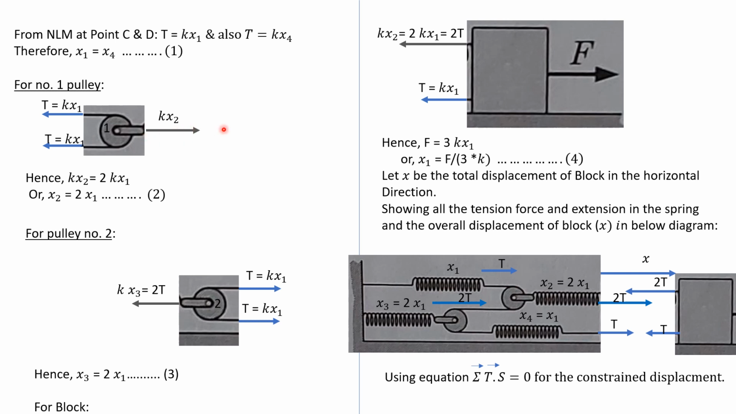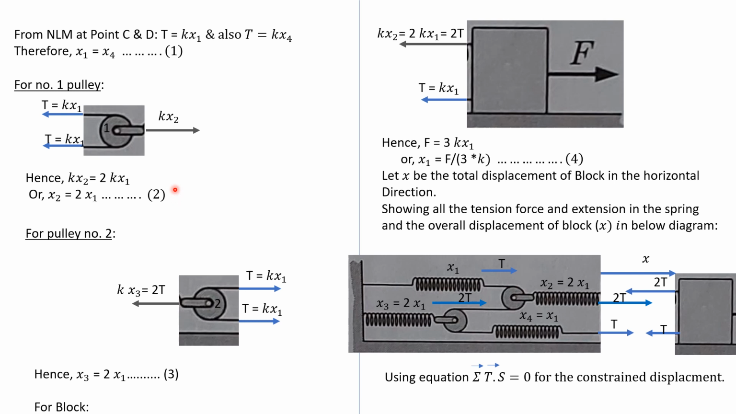This end is connected to spring number 2. And spring number 2 has sustained an extension of x2. So because of that, the Kx2 will be the force acting on this side on the pulley. If we write the equation of motion for this, Kx2 will be 2 times Kx1, right? So x2 will be 2 times x1. So extension in spring 2 will be twice the extension in spring 1, right?